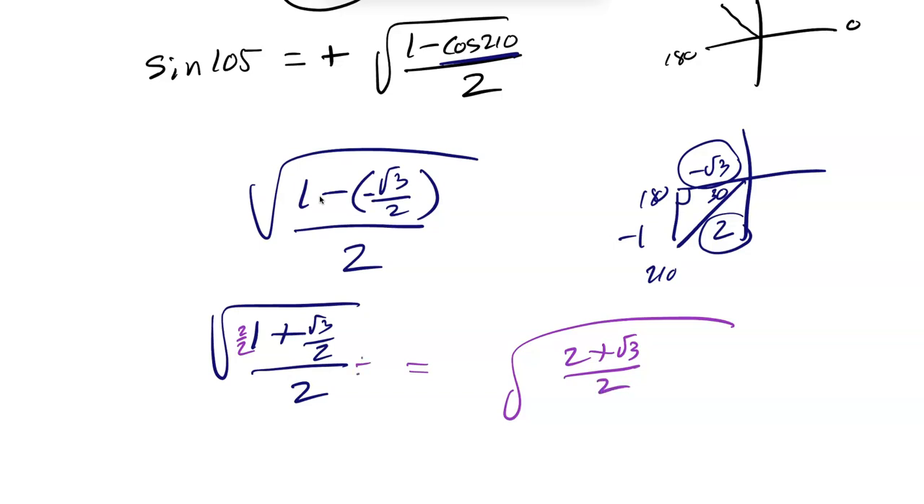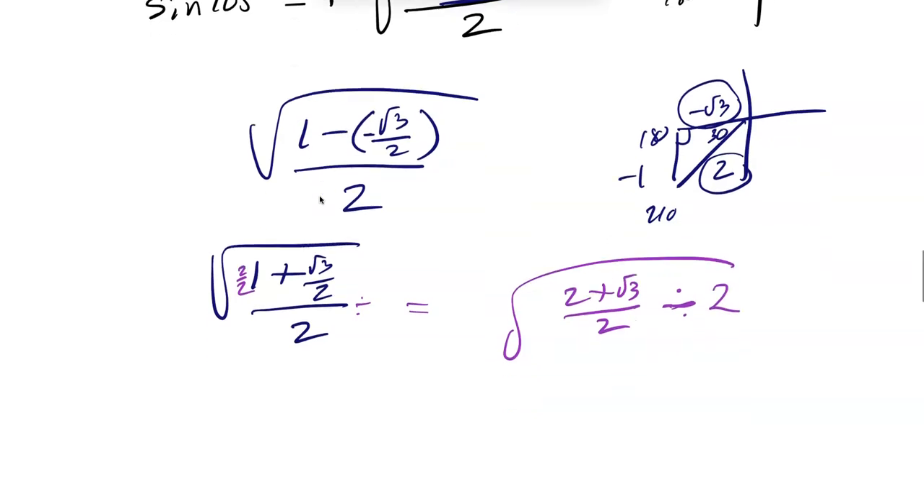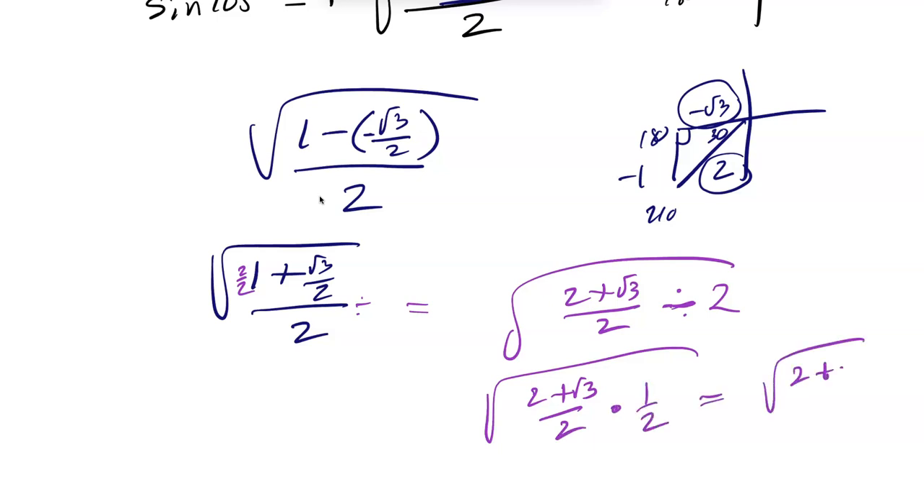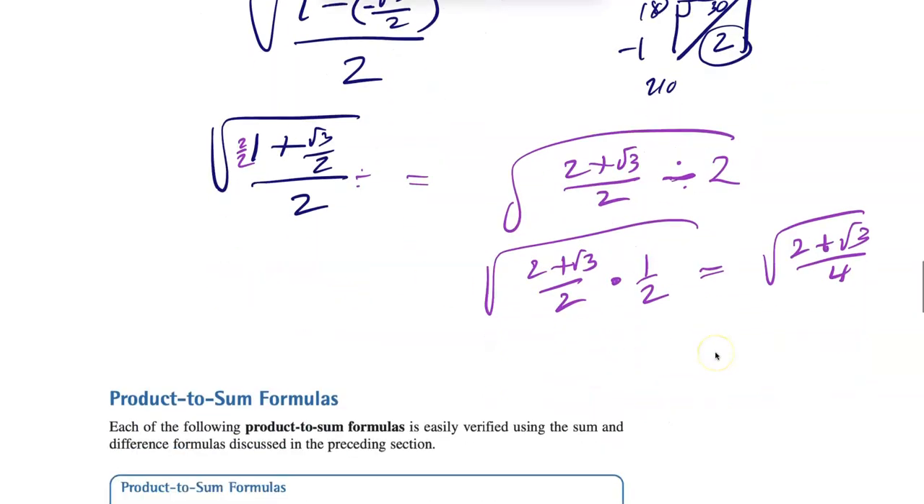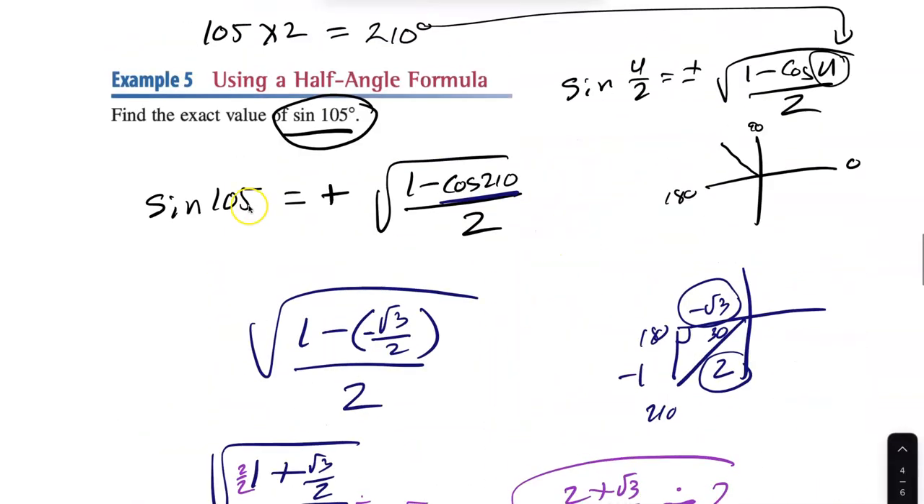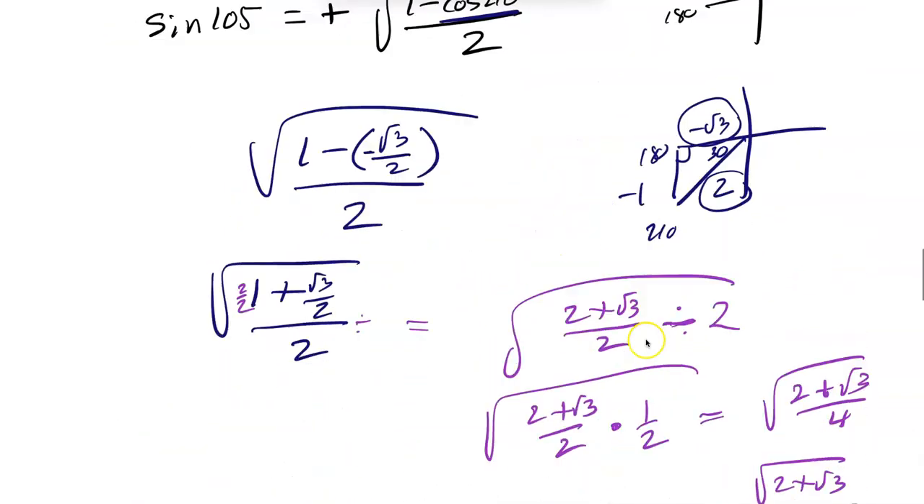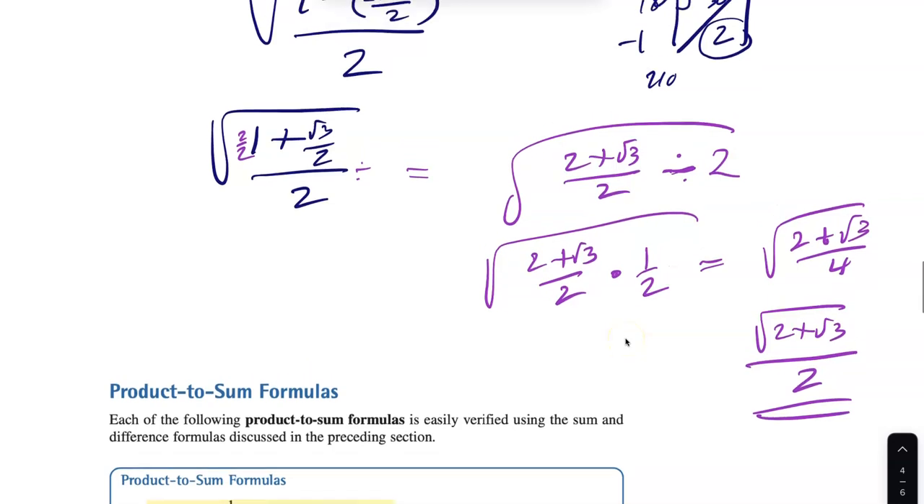And after we write this, we're dividing by 2. So remember, when you divide, you just multiply by the reciprocal. So 2 plus radical 3 over 2 times 1 over 2, which is 2 plus radical 3 over 4. And we actually can simplify that because I know the square root of 4 is 2. So we get 2 plus radical 3 all over 2 is what the angle equals. So that's what sine of 105 equals, 2 plus radical 3 over 2.